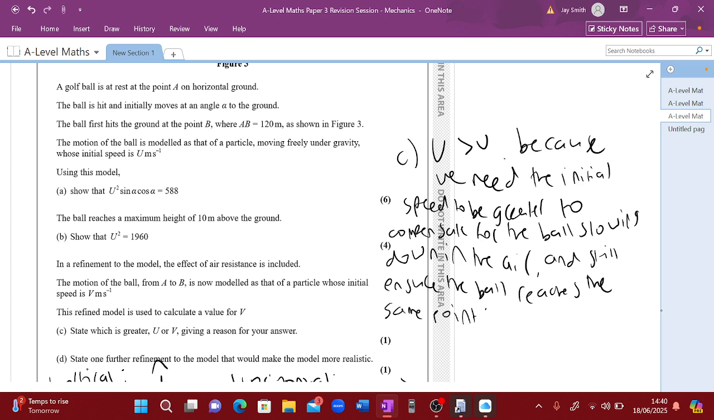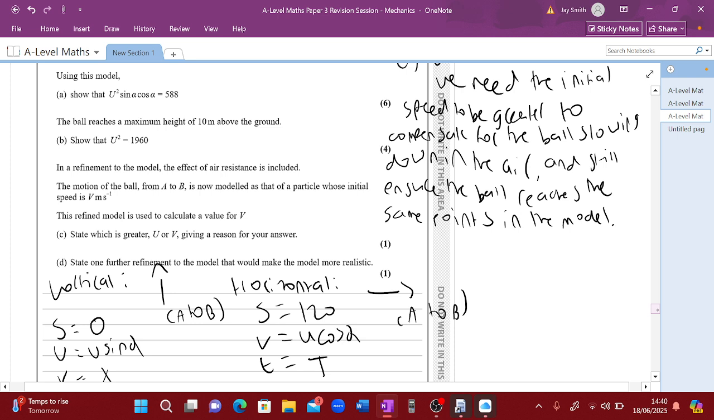So the points P and B at the same period of time, at the same distance, and everything like that. Everything else is the same in the model. So that makes sense. But yeah, and then part D, give one further refinement to make it more realistic.